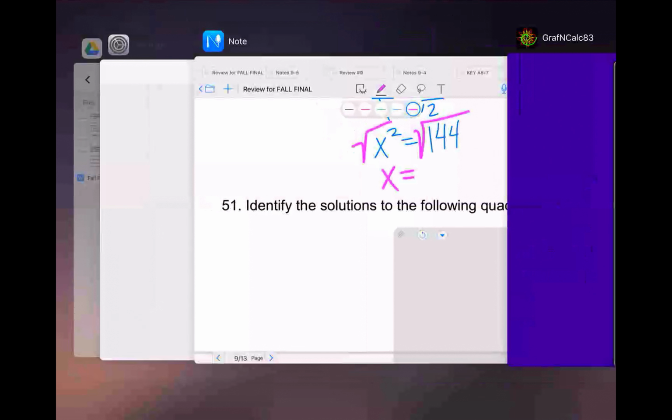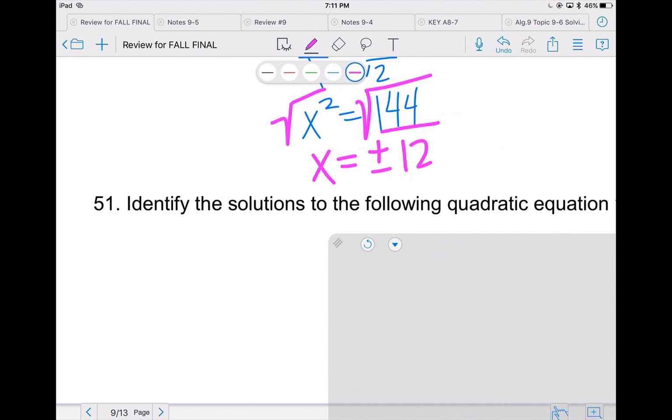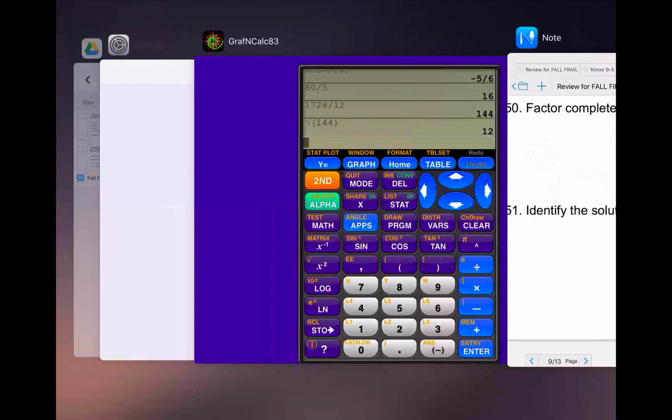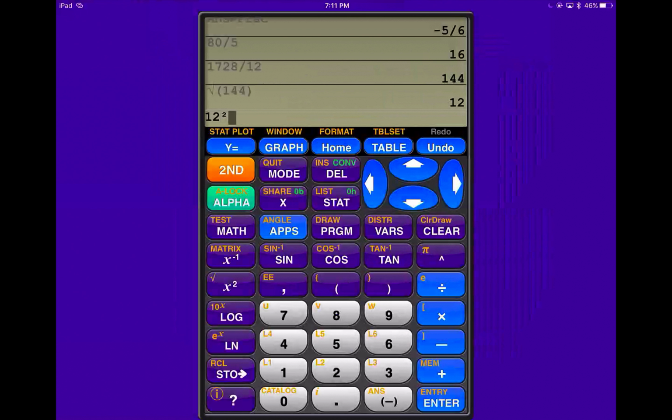Remember that square roots can be a positive or a negative. The calculator doesn't tell us that. Our brains have to tell us that. So positive or negative 12, because 12 squared is 144. Negative 12 squared is 144.